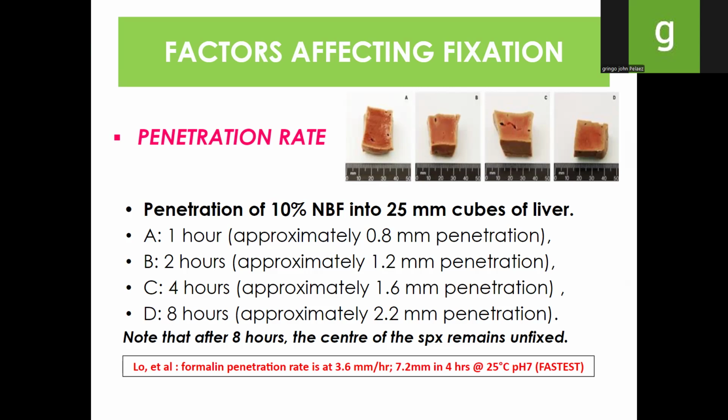So formalin daw, the penetration rate is 3.6 millimeter per hour and 7.2 millimeters at 4 hours, no? Basically, the temperature is 25 degrees Celsius and with a pH of 7. So this is considered to be the fastest.